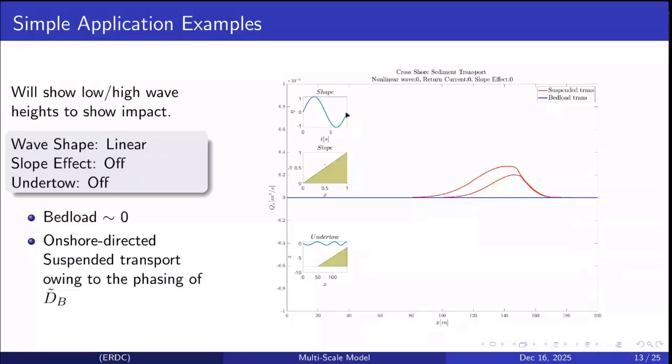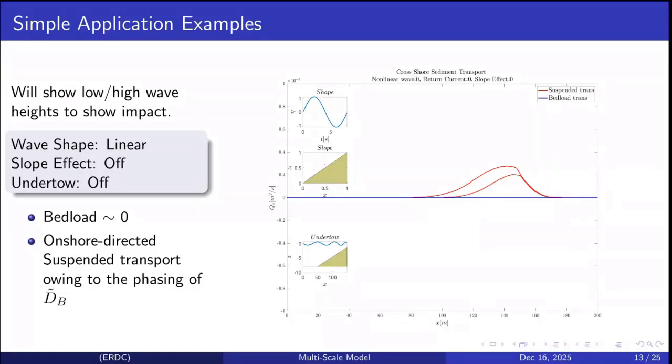First is the shape. So we're looking at a sinusoidal wave. I'm not including the slope because there's no arrow here, and I'm not including undertow because there's no arrow here. So the wave shape is linear, the slope effect is off, and the undertow is off. So you end up with a bed load that doesn't depend on slope, and it has a linear wave shape. So it's not that you have zero bed load, it's that you have a positive bed load that's equal to a negative bed load. So on average, the bed load's about 0.